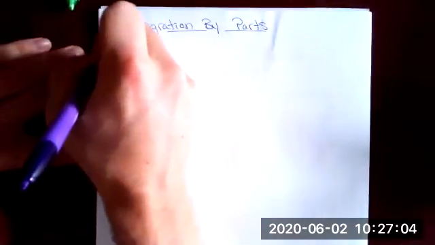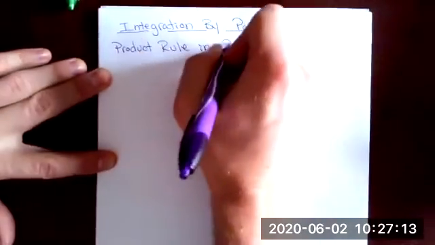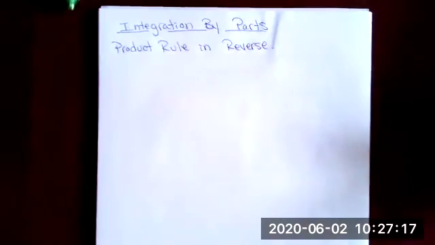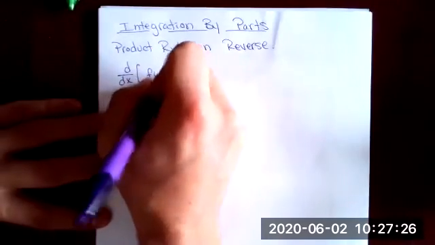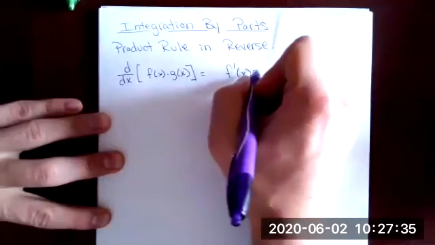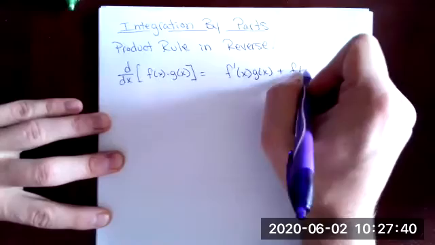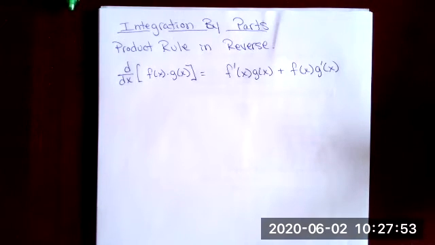So let's talk about integration by parts. Integration by parts is the product rule in reverse. So what does the product rule say? The product rule says that if I want to take a derivative of a product of two functions, then we get this: the derivative of f times g is f prime times g plus f times g prime.